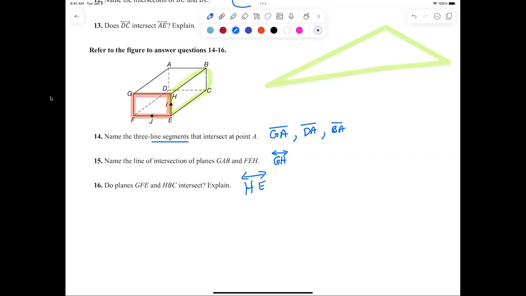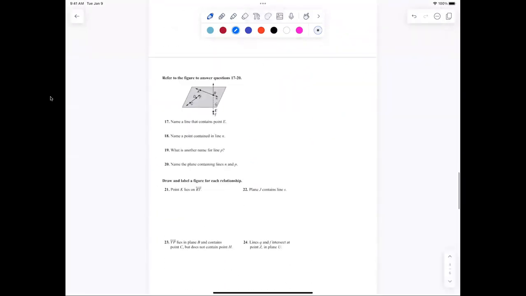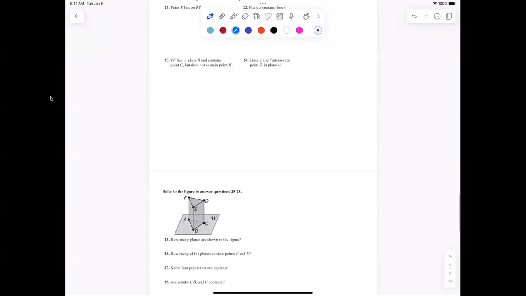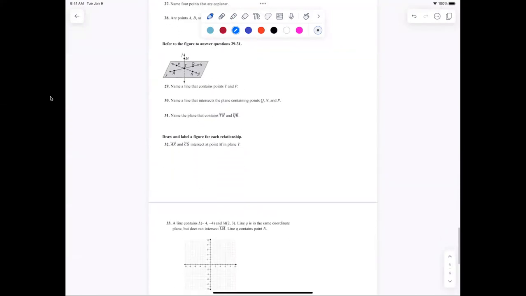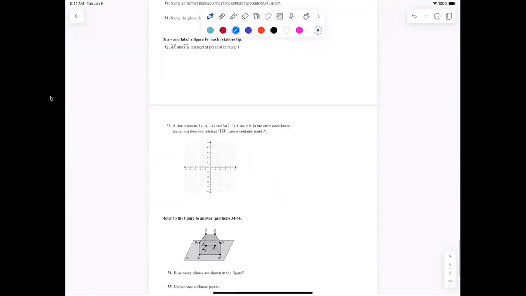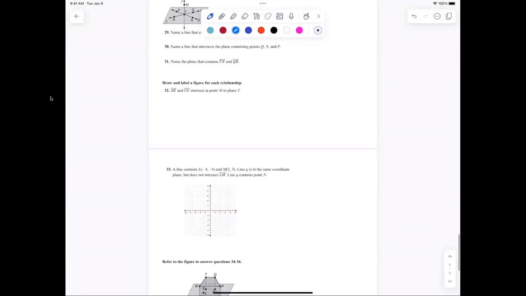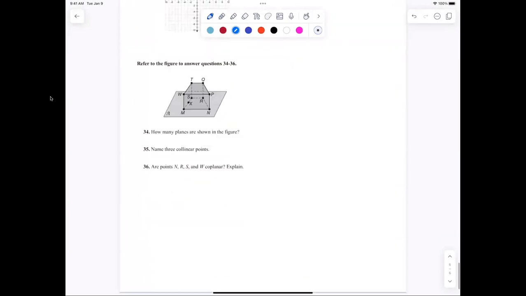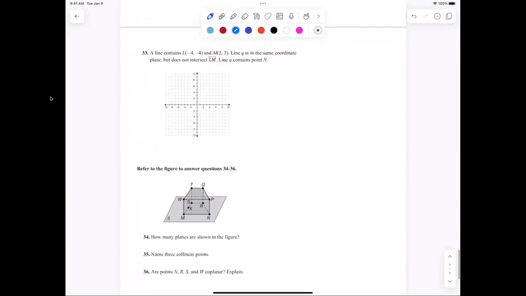All right, here we go. Let's flip the page and see if there's anything else. All right, I think that's good. Let's go to question 33. Let's just go down further. All right.